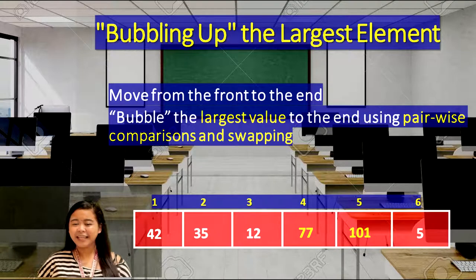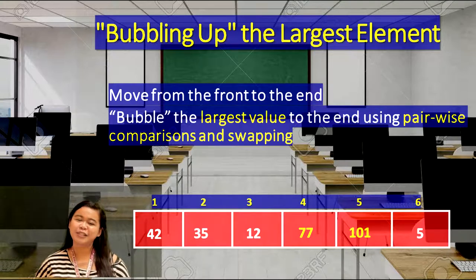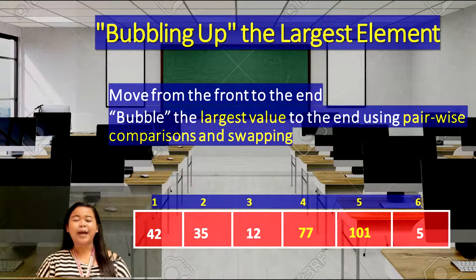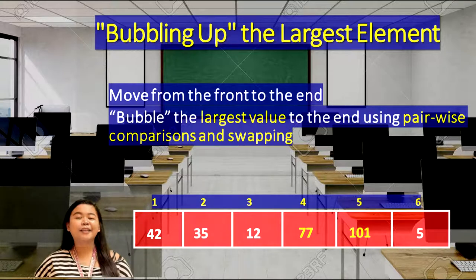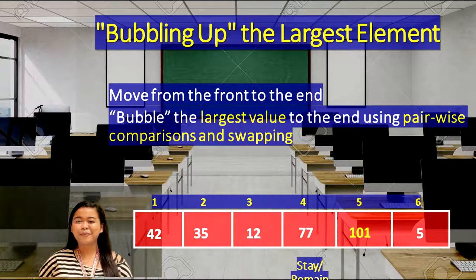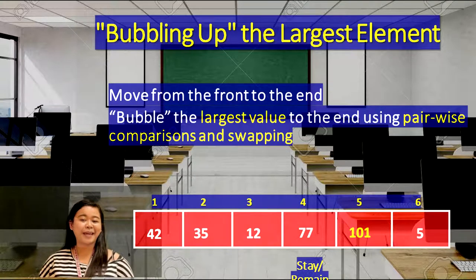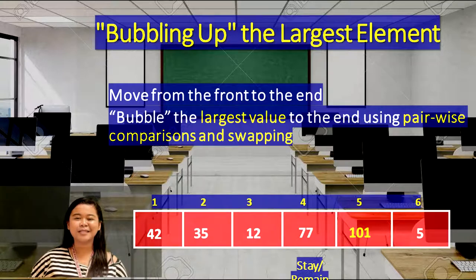Let's examine the 77 and 101. Try to look at these two values. Is 77 greater than 101? No. If that's the case, the number 77 will remain. Let's move forward to 101. So 77 remains in the fourth position.